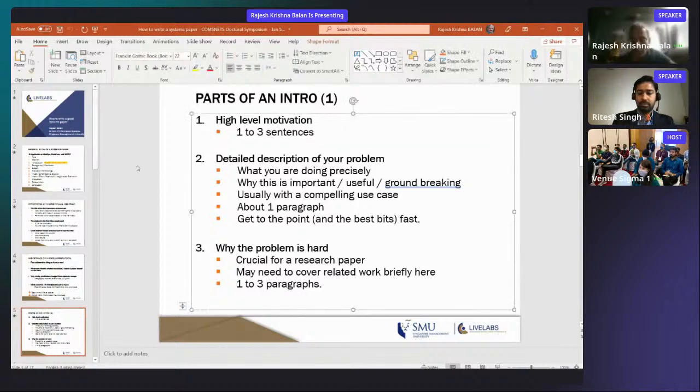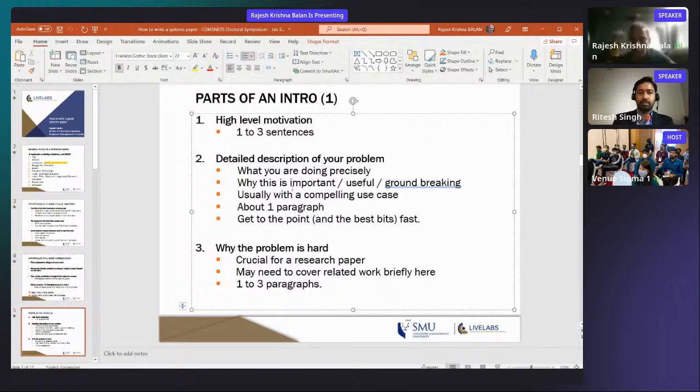Just use 1 to 3 sentences, and then you need to make it very clear what it is you're actually doing. This is very important. A lot of intros fail because they don't actually say what you're doing. They assume the reviewer knows somehow magically what you're doing, and they go straight into the solution. A solution with no problem is not interesting. You need to make it clear what your problem actually is.